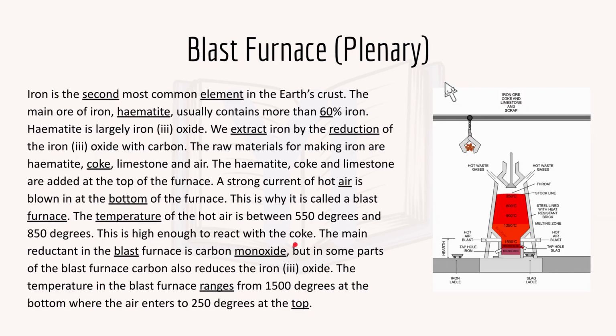And then we have plenary. Iron is the second most common metal in the Earth's crust, and the main ore is hematite. We extract iron by the reduction of iron(III) oxide with carbon. The raw materials are hematite, coke, limestone, and air.